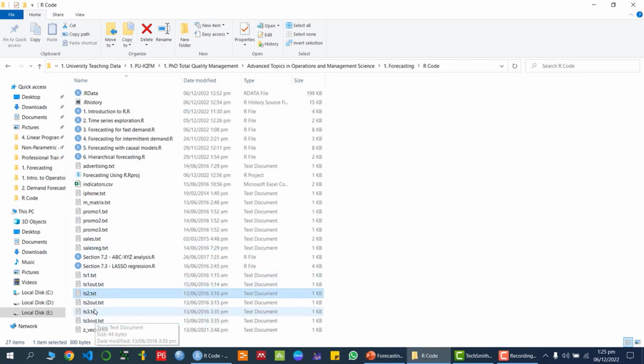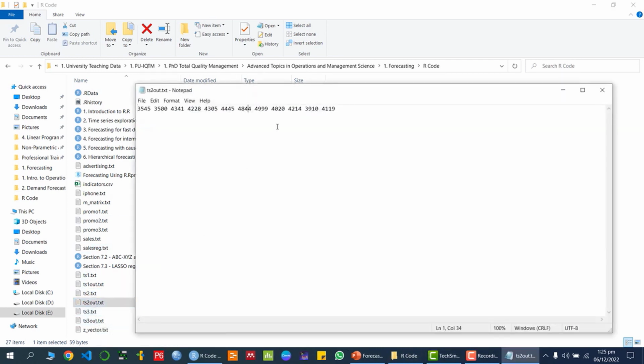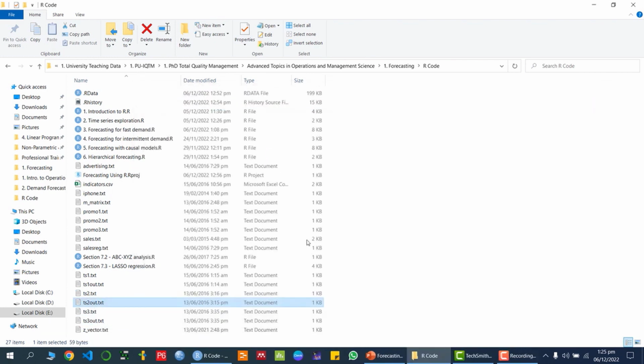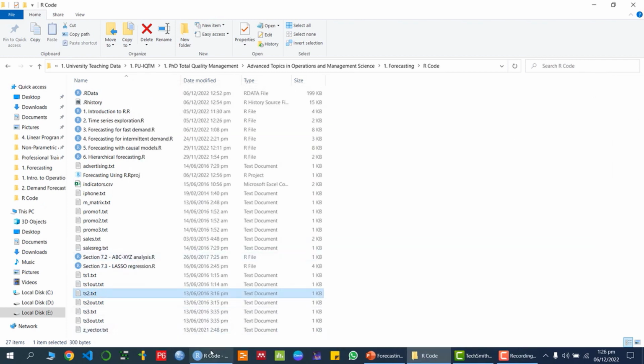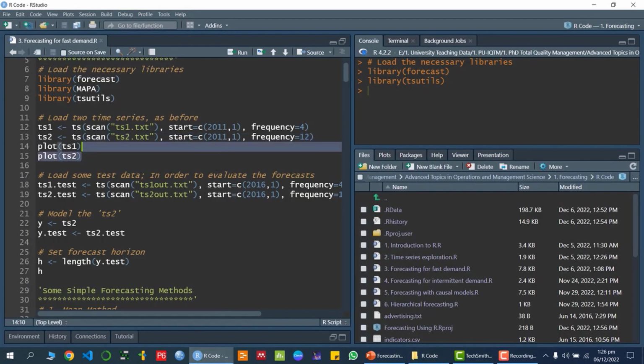As well as I have also created the out of sample. So these are basically the out of samples, or you can say testing data. This is basically the training data. With the help of this training data, we can calculate the in-sample forecast error, and with the help of testing data, we can calculate the out-of-sample forecast error. So first of all, I am going to read this text file.